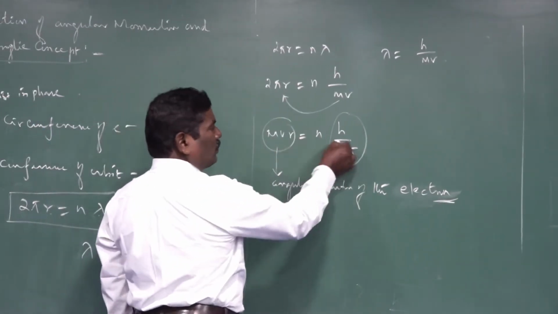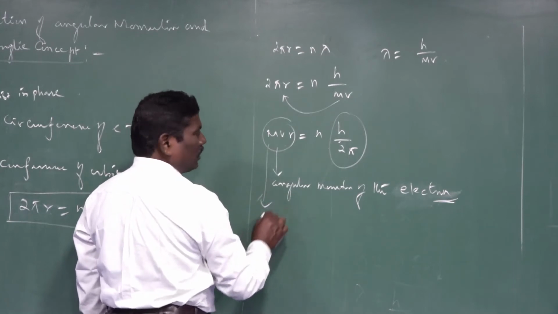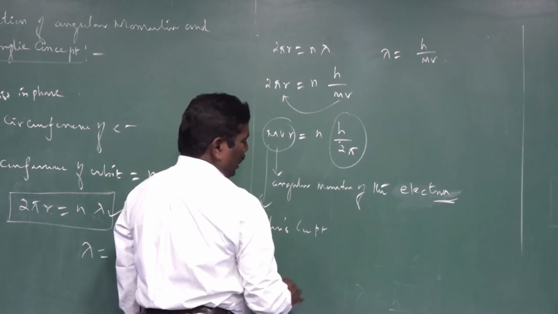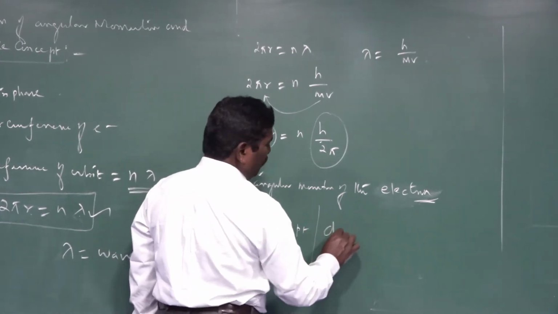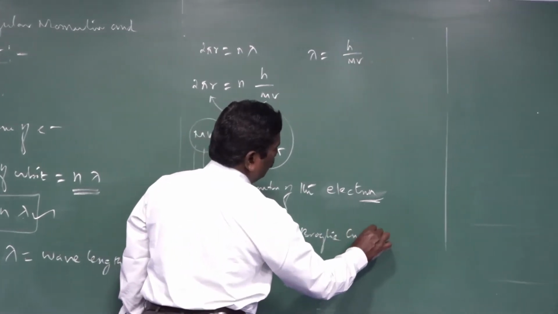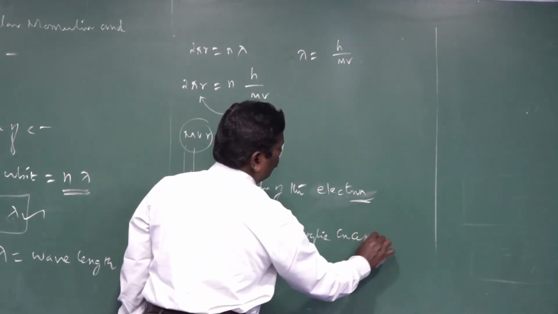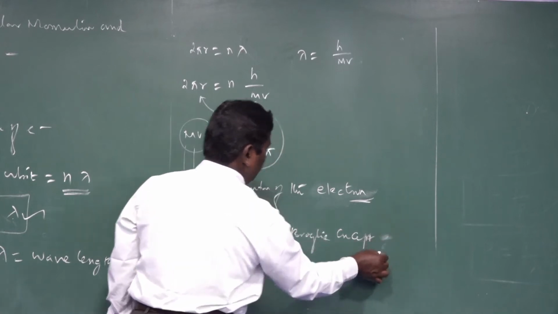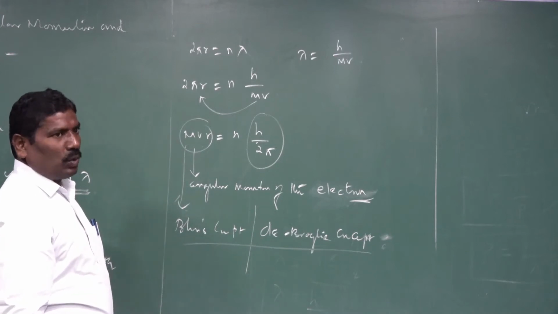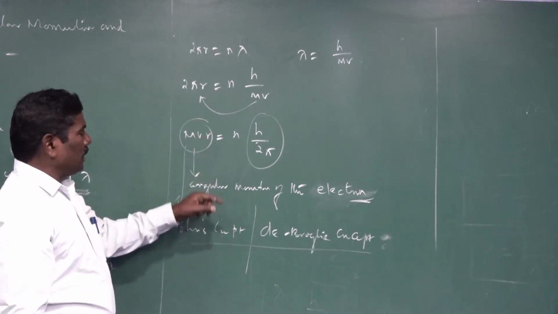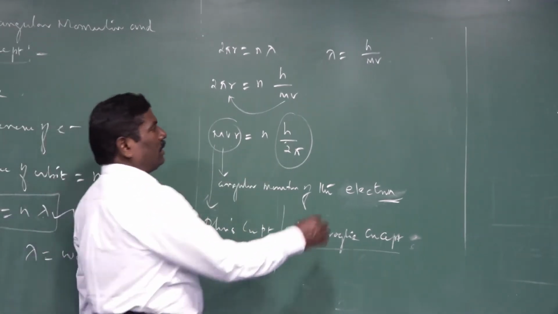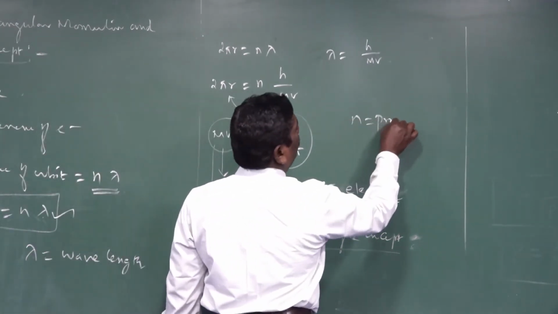Now in this case, what we have derived from Bohr's concept and de Broglie's concept are in agreement with each other. Why? Because mvr is nothing but the angular momentum, which is equal to n into h by 2 pi. Here n is the principal quantum number.